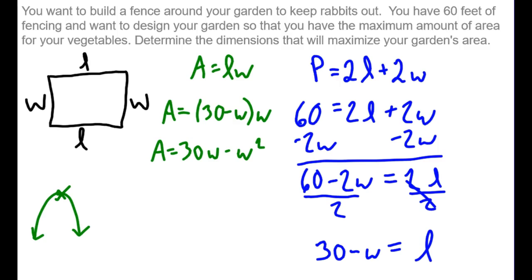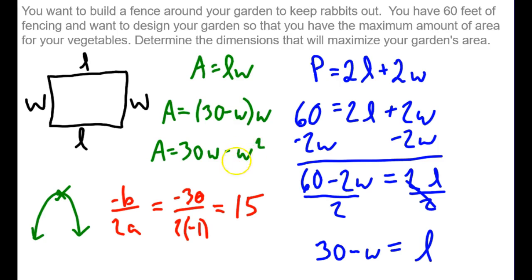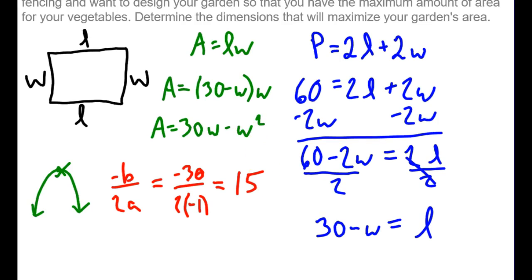I'm sure all of you remember the expression we used to find the vertex. Negative B over 2 times A. Our B value is going to be 30. That's in front of our W to the first power. So this is going to be equal to negative 30 over 2 times our A value, which is negative 1. So 2 times negative 1. So we have negative 30 divided by negative 2, which is going to be 15. And that is going to be what our value for W is. Okay, so that will be the width. So maximizing our area, we found our width is going to be 15.